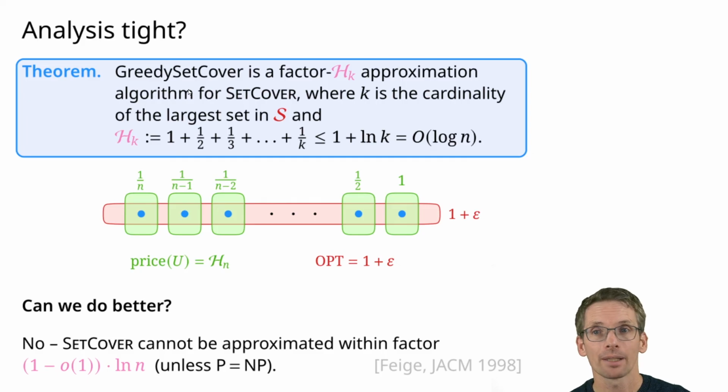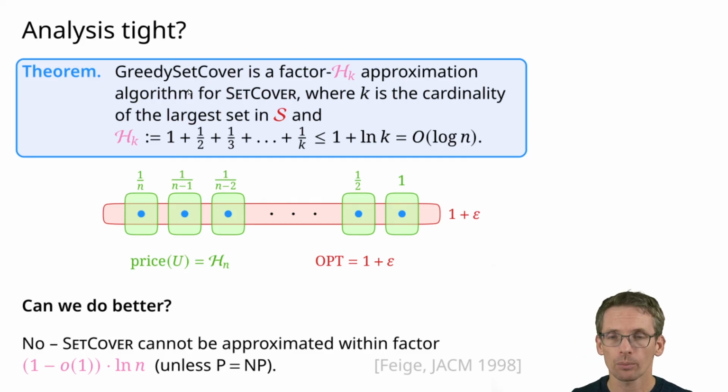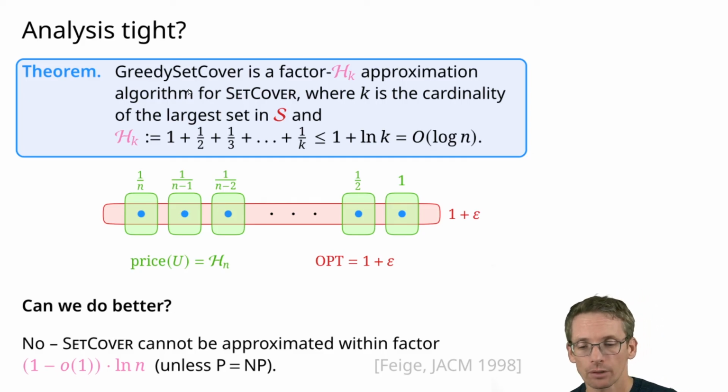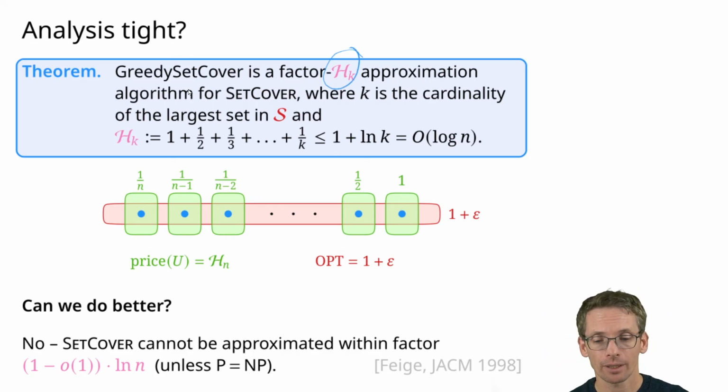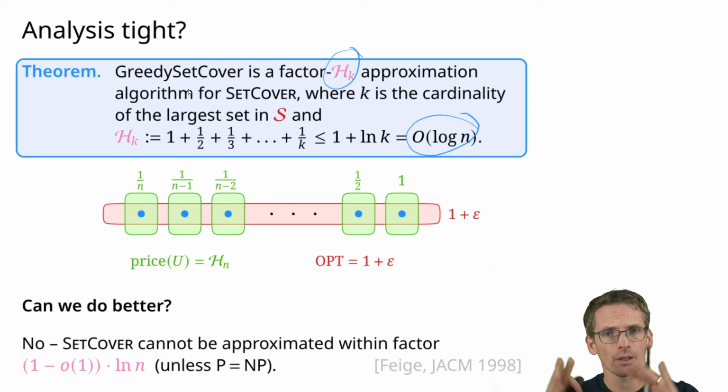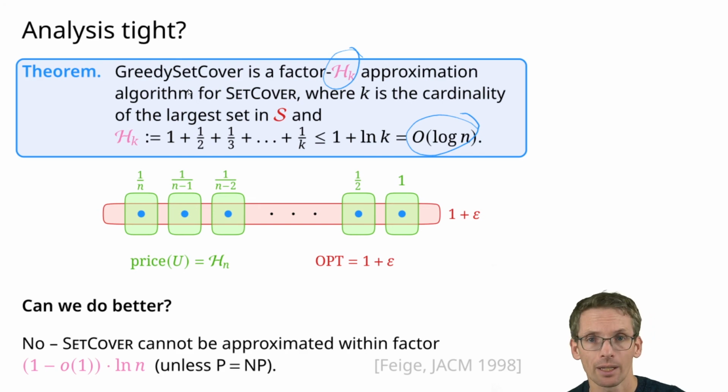To wrap up, let's take a look at the approximation factor once more. We had this approximation factor of H_k, where this is the kth harmonic number, and since k is smaller or equal to n, we have a bound of O of log n, and this is as good as it gets.